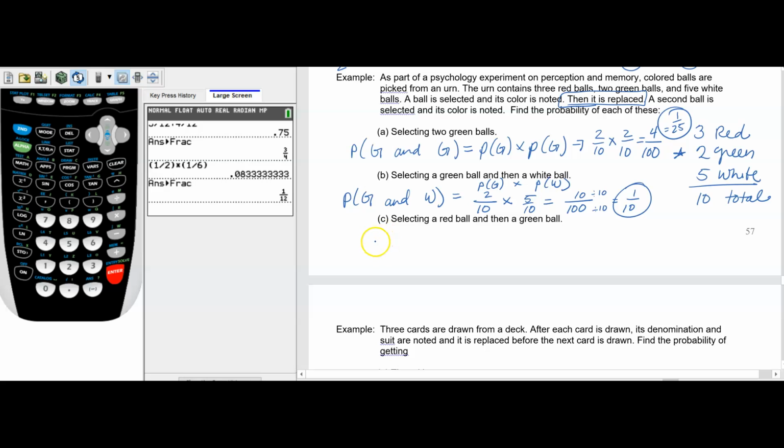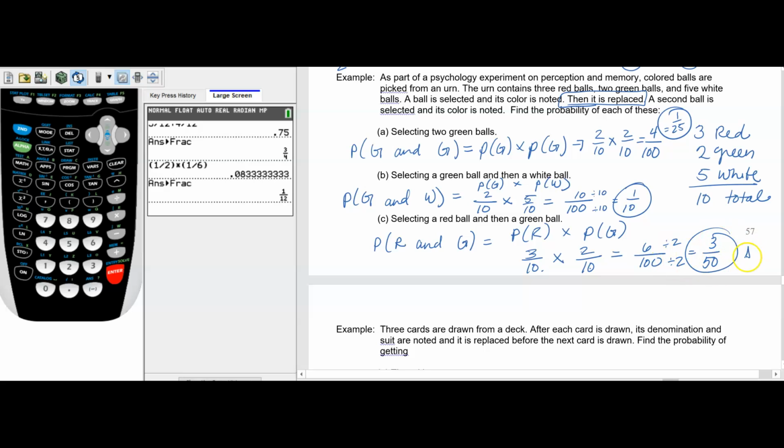Okay. Last example, what's the probability of selecting a red and then a green? So the probability of a red, we're going to multiply that by the probability of green. So there are 3 reds out of 10, and there are 2 greens out of 10. 3 times 2 is 6. 10 times 10 is 100. Okay, and that also reduces. Both of those are divisible by 2. So we end up getting 3 out of 50 as our answer.